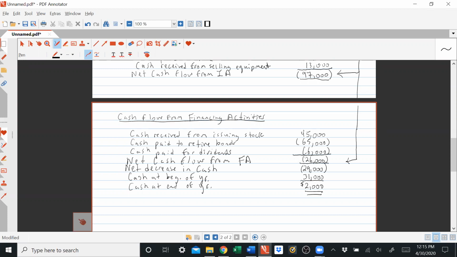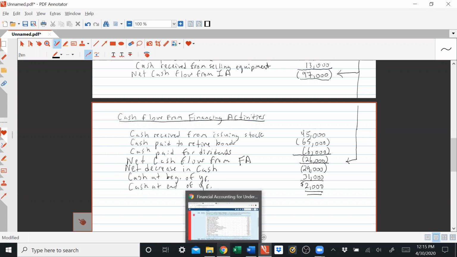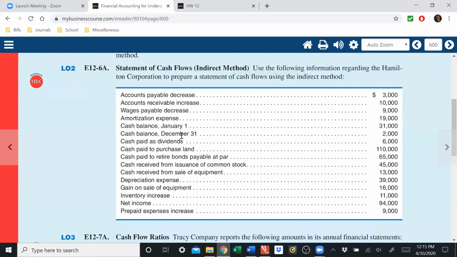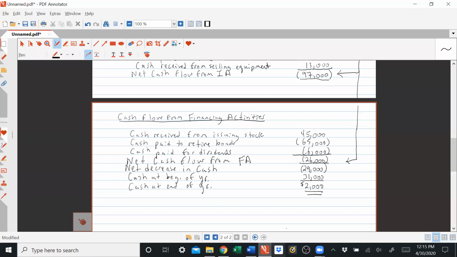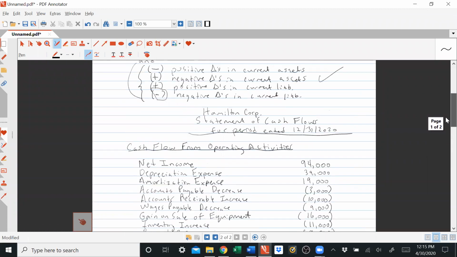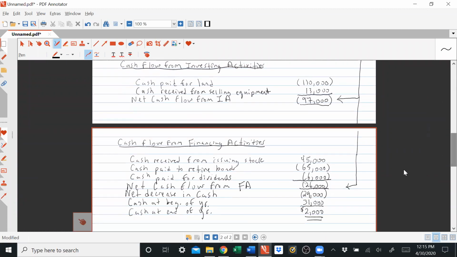And if it's not, then we messed up. That's how you check yourself. But sure enough, cash balance December 31st, right here, is $2,000. So we did it correctly. That's how you check yourself on the statement of cash flows. If you add the change in cash, negative 29,000, to the cash at the beginning of the year, and you don't get the cash balance at the end of the year, then you got the wrong change, which means something up here is wrong.